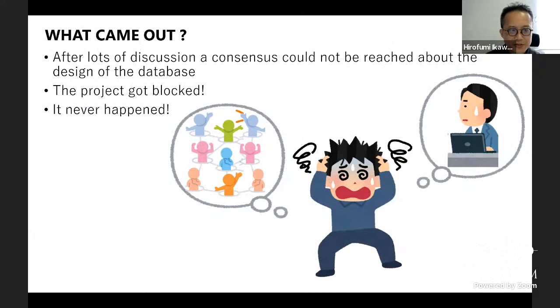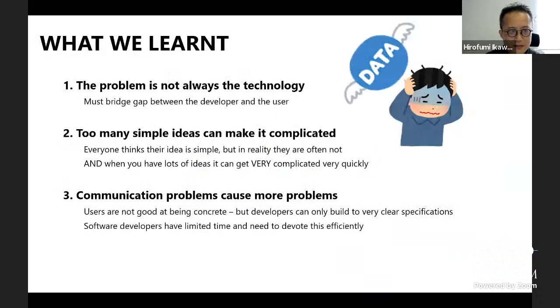Despite numerous discussions between users and developers, a consensus could not be reached regarding the design of the database. This led to the project getting completely blocked, and in the end, our great idea never happened. The experience has taught us that creating a database for cultural heritage risk assessment is not easy. It requires collaboration and communication between users and developers to ensure that the database meets the needs of both groups.